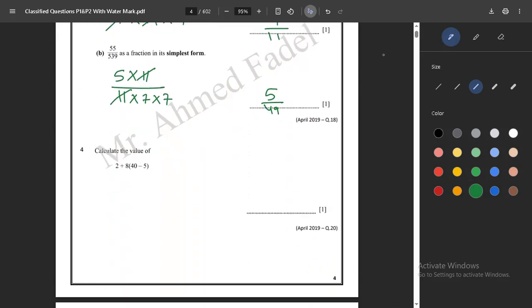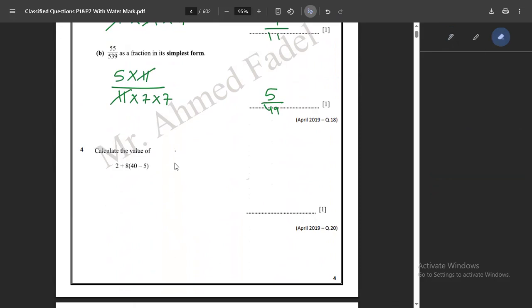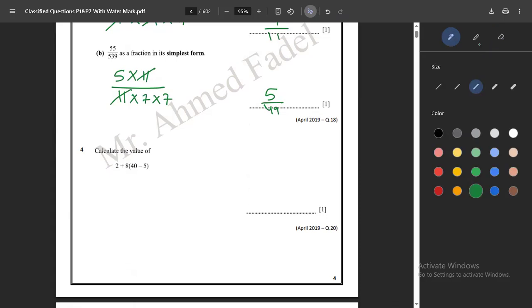The next question here says to you, 2 plus 8 multiplied by the brackets 40 minus 5. We agreed that this here means multiplied. If there is nothing, if I write it like this, it means multiplication. So what are we supposed to do here? I'm supposed to start with the brackets, order of operations. Yes, I'm supposed to start with the brackets first. So here, I'm going to have 2 plus 8 multiplied by, finish the brackets, you're going to find 35.